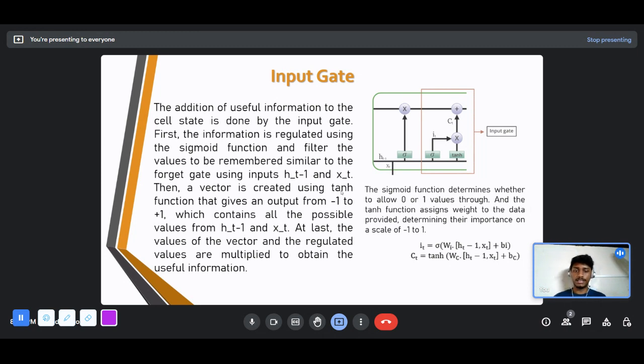Then a vector is created using the tanh function that gives an output from -1 to +1. Let us note here that the range for the output in the previous gate was a binary output, 0 or 1. However, here for the input gate we have a range from -1 to +1, which contains all the possible values from ht-1 and xt. At last, the values of the vector and the regulated values are multiplied to obtain the useful information. As they are multiplied, it is shown in the form of the two formulae given here.